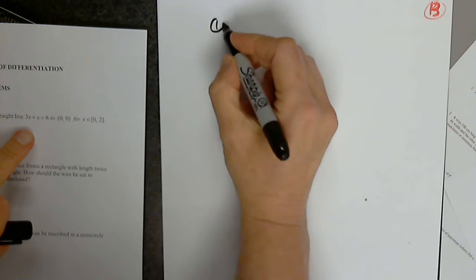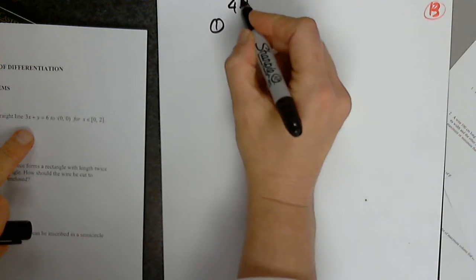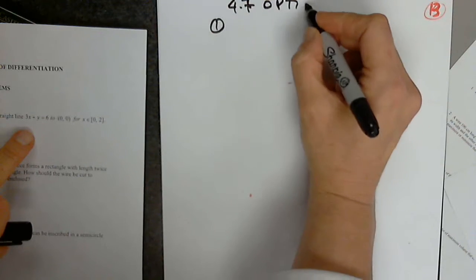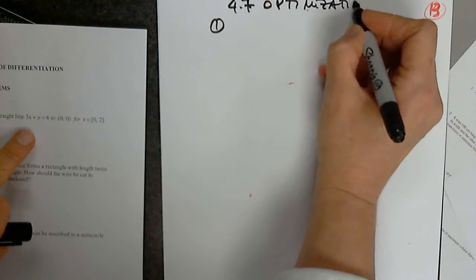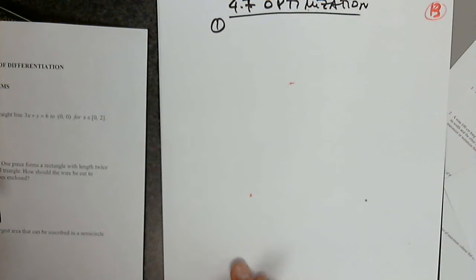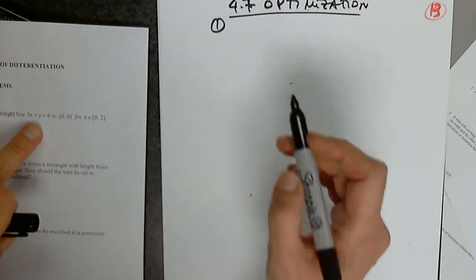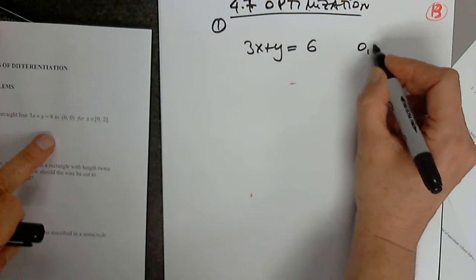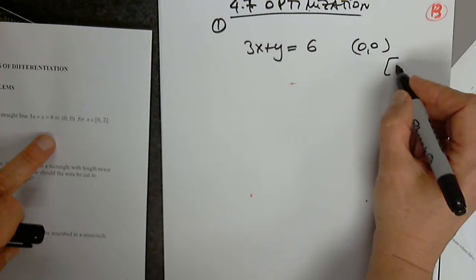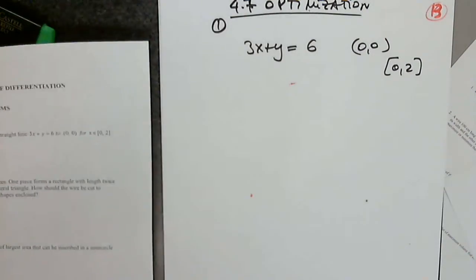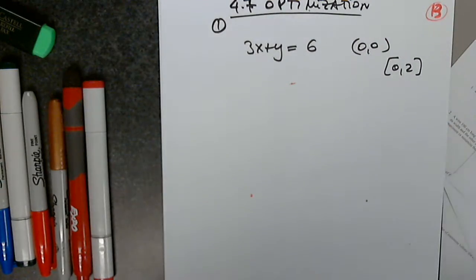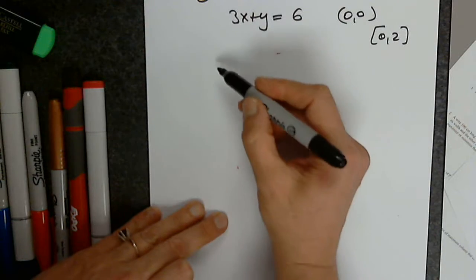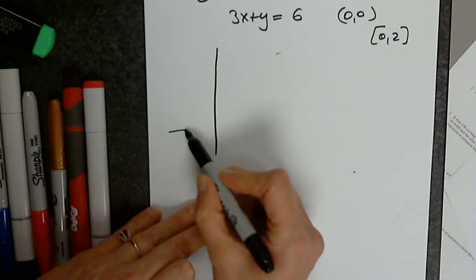Problem 1. So this is 4.7 optimization. Give the maximum and the minimum distance from the straight line, 3x plus y equals 6, to the origin on the interval 0, 2. I have no idea what this means before I look at the graph.